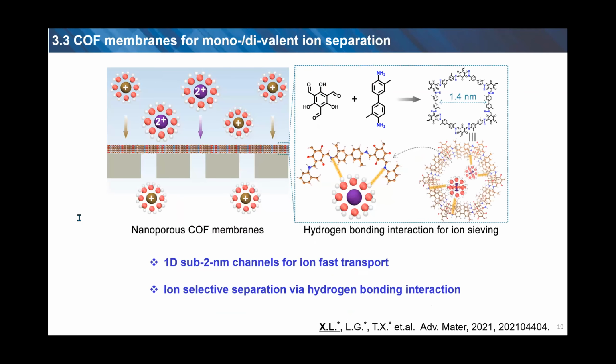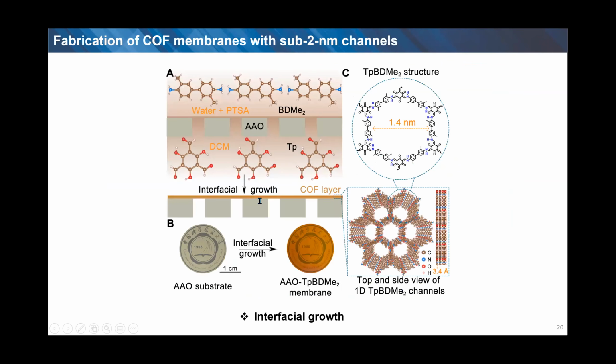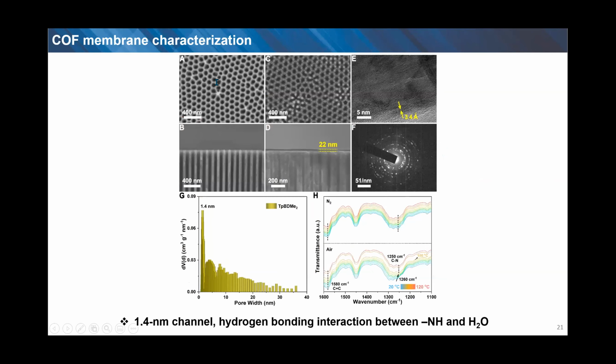And this is the COF membranes. COFs have one-dimensional sub-2 nanometer channels for fast transport. In addition, there are hydrogen bonding sites along the channel, which can be used for ion sieving. This figure shows how the membrane is prepared. Through interfacial growth, the COF layer was prepared on the AAO substrate. And from the characterizations, we can see the pore size of the COF channel is mainly focused on 1.4 nanometers, and there is hydrogen bonding interaction between the amino group and the water molecules.